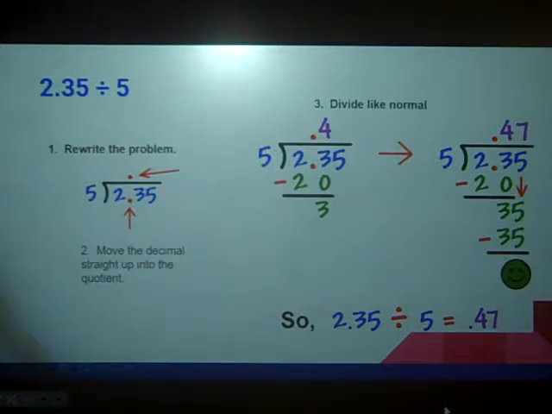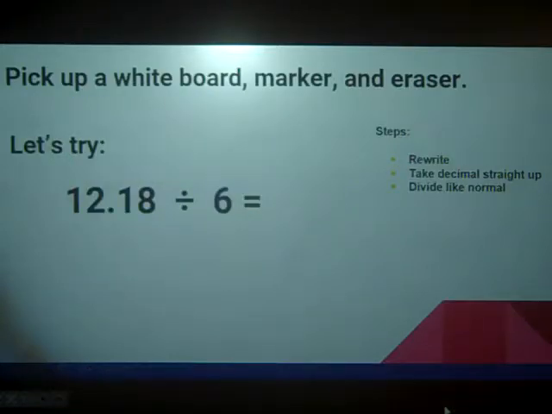In fact, tomorrow I'm not even going to do single-digit dividends or single-digit divisors because we've already done that. I'm going to go straight to double-digit divisors, all right? So let's look at this problem, okay?